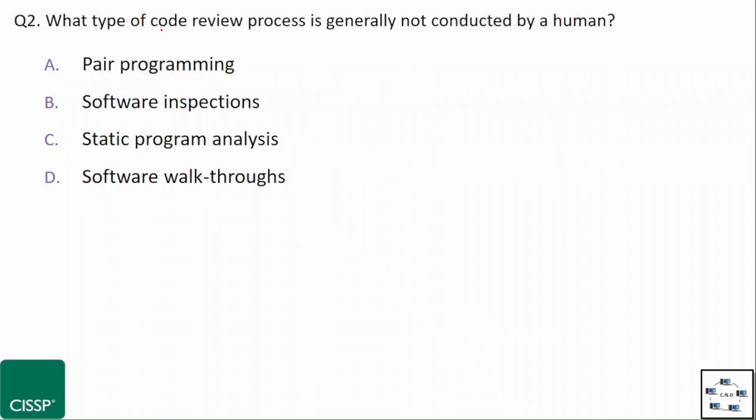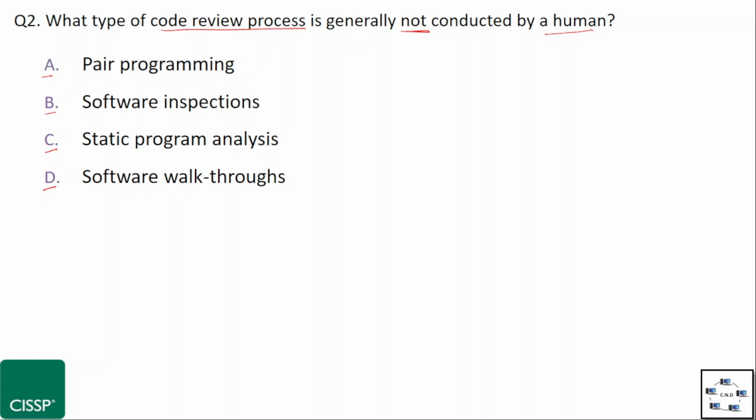Question number 2. What type of code review process is generally not conducted by a human? And the options are option A, pair programming, option B, software inspection, option C, static program analysis, and option D, software walkthroughs. So one of these is not conducted by humans and the rest are conducted by humans.